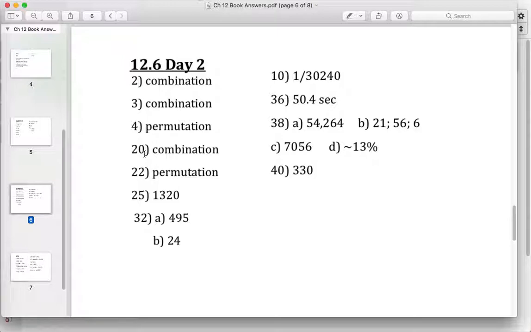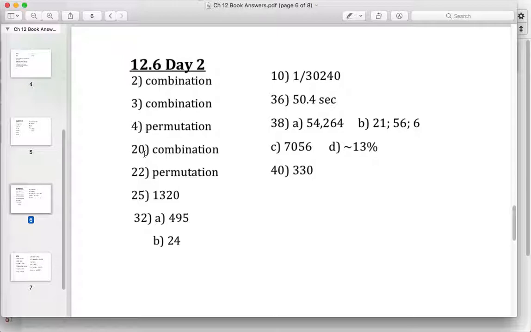Question 20 was a combination. Question 22 was a permutation. 25, there were 1,320 ways. 32, A was 495, B was 24. Question 10 was 1 out of 30,240. Only one way to be successful, and there were 30,240 options.